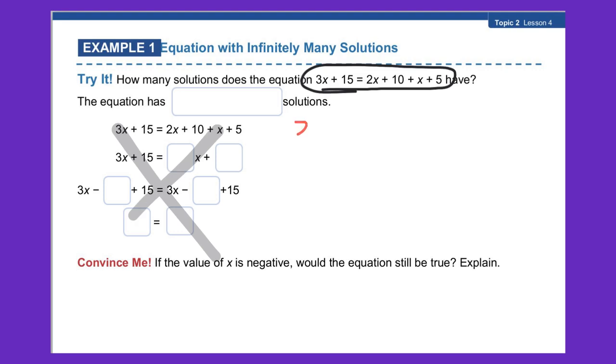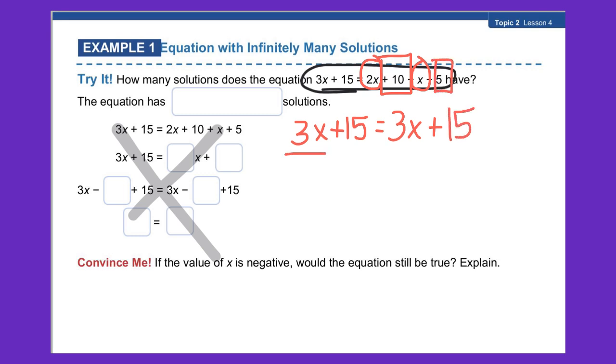All right, I have 3 x's and 15 on one side. Let's clean this up a bit. 2 x's and another x is 3 x's, and wait a minute, 10 plus 5 is 15. The minute I see I have the exact same thing on both sides, I can stop. You could keep going if you want, but I'm going to stop and I'm going to say there are infinitely many solutions. I'm going to have to work on this sign. That's a sad infinity symbol.